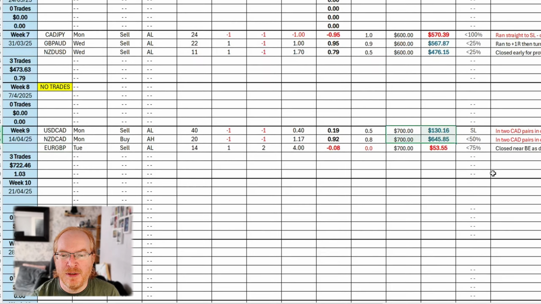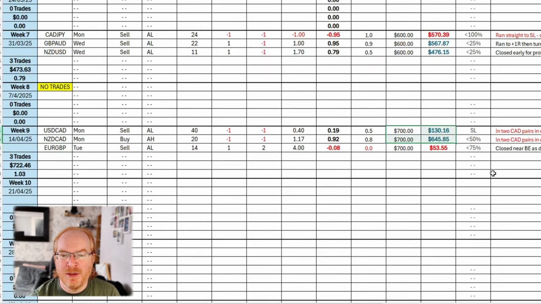There's a few little mistakes and errors. Entering 2 CAD trades in opposite directions, probably not the best idea. Closing this trade out of fear, basically, at break even, and then watching it run to 2R was a bit annoying, but it's not the end of the world. We're up for the week by 700 again. And then we can show this in our totals down here.